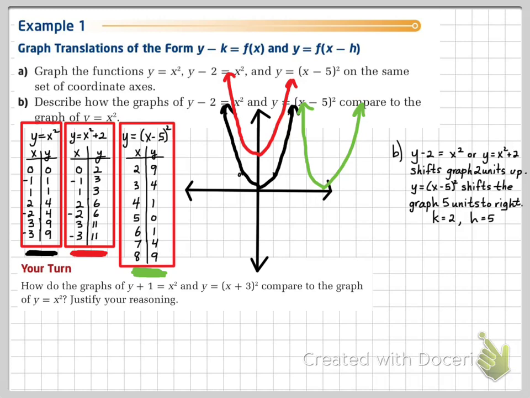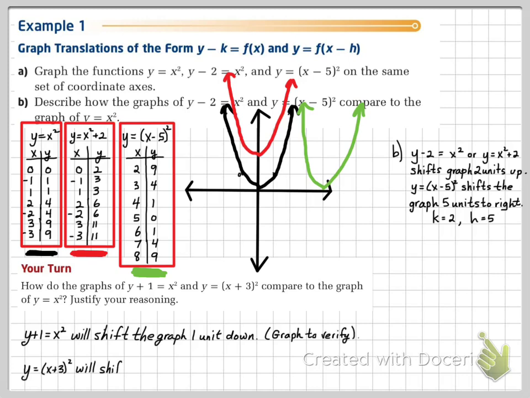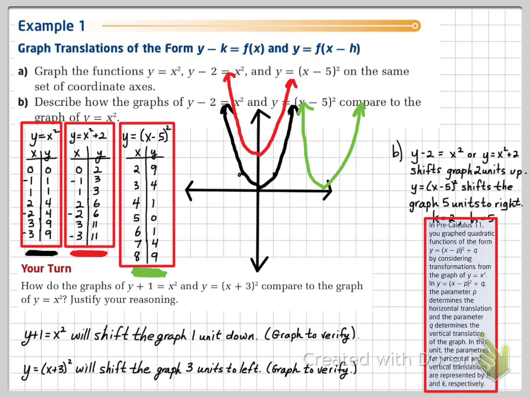In our equation, where it says y minus k is equal to f of x minus h, k is equal to 2, and h is equal to 5. On your turn, y plus 1 equals x squared will shift the graph 1 unit down. We can graph to verify. And y equals x plus 3 squared is going to shift the graph 3 units to the left. And again, you can put that into your own graph to verify it.